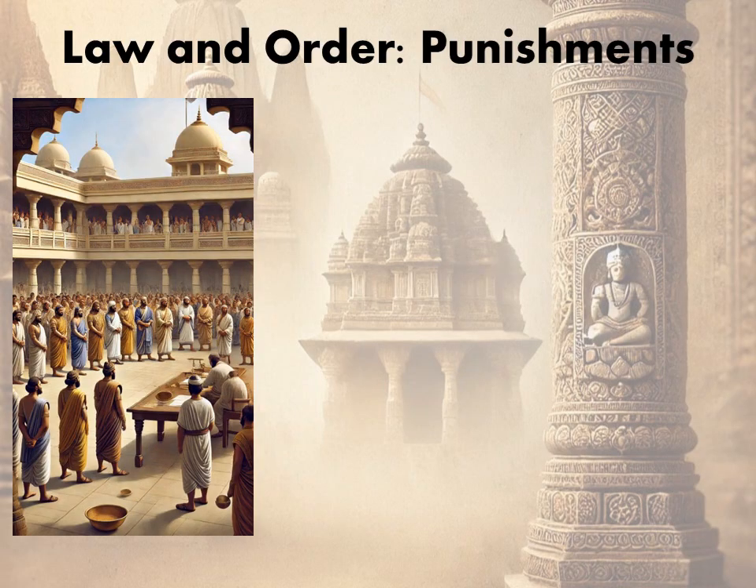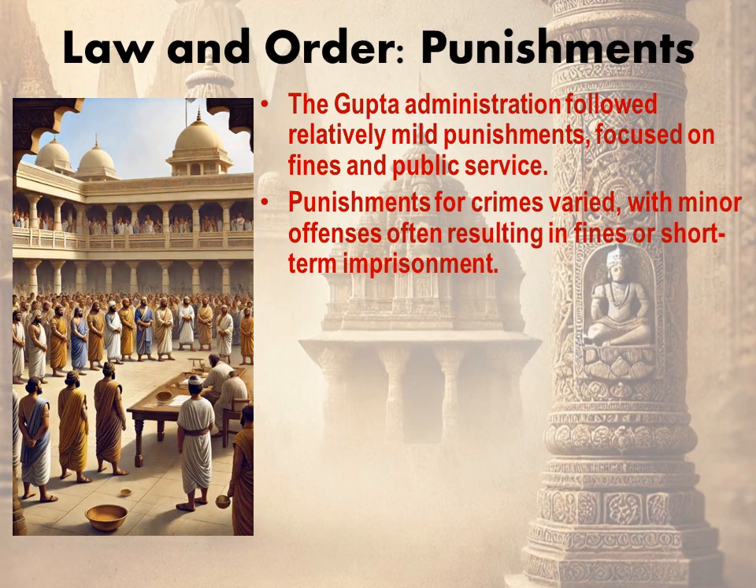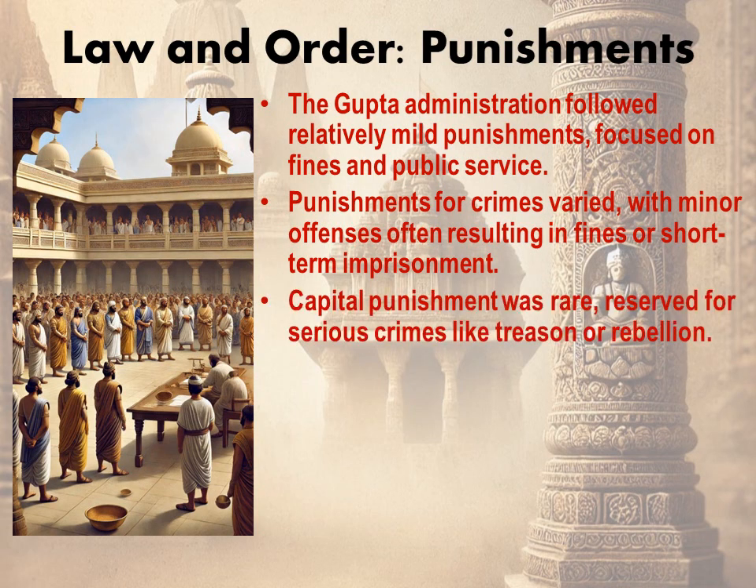Law and order, punishments. The Gupta administration followed relatively mild punishments, focused on fines and public service. Punishments for crimes varied, with minor offenses often resulting in fines or short-term imprisonment. Capital punishment was rare, reserved for serious crimes like treason or rebellion.